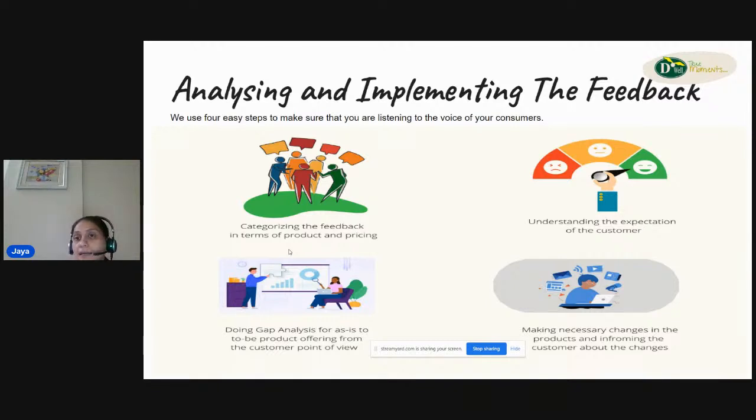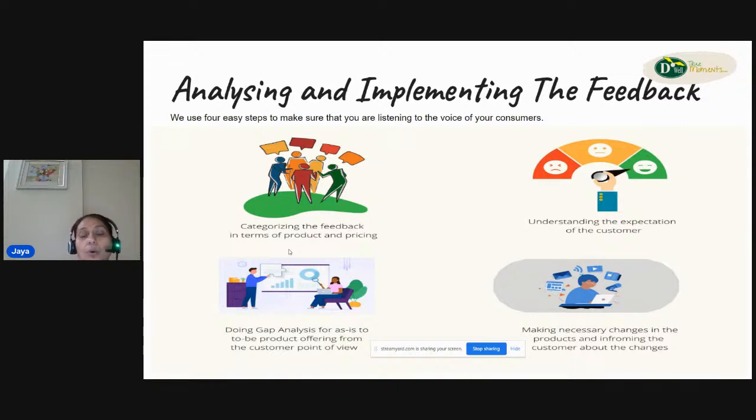So first we categorize the product and pricing. Second, we'll understand the expectation, what is the expectation of the consumer. Third, we do the gap analysis, where we try to understand what the customer needs and what we can provide into it. When we do that analysis, when we are into a final stage, we can then inform the customer for the same. Okay, we can do that point and we can offer you such services.